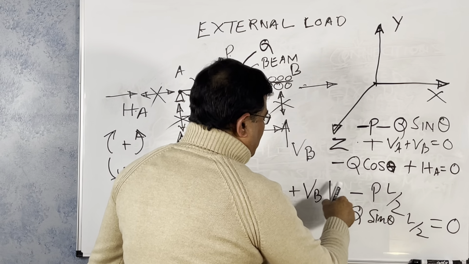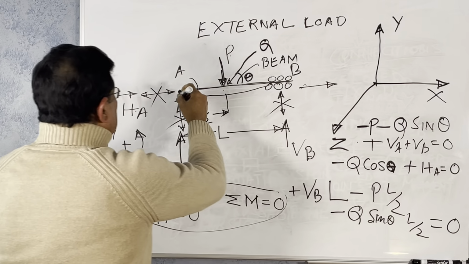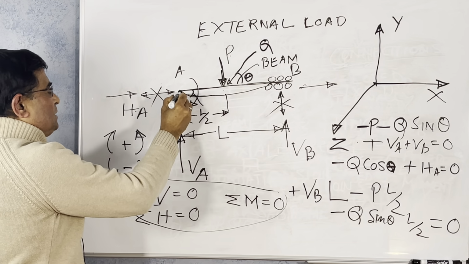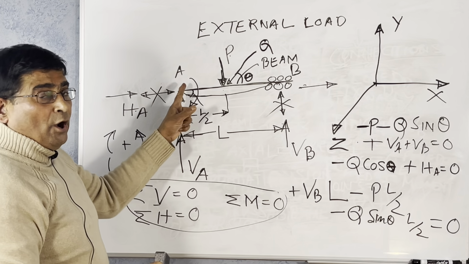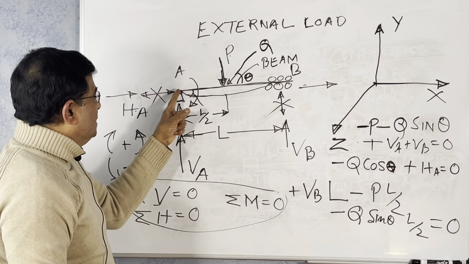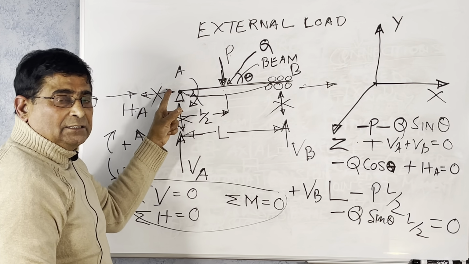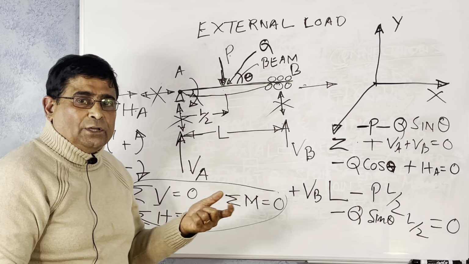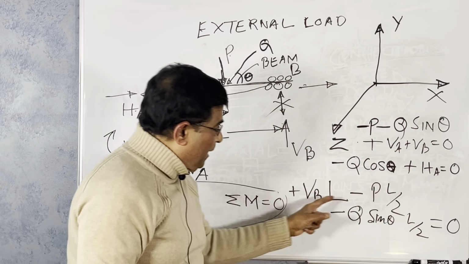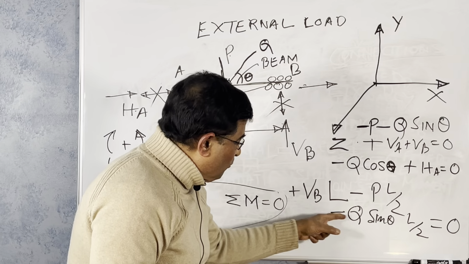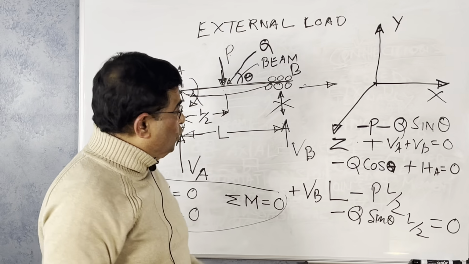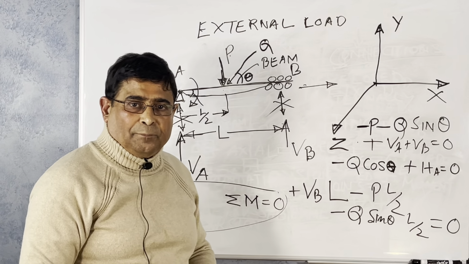In this equation, VB L. These two will not cause any moment. The forces VA and VB will not cause any moment because they pass through the point and the distance is 0. Something multiplied by 0 is 0. So these two forces will not cause any moment at this point. Only these are the moment causing forces. So we have 3 equations and 3 unknowns, so we can solve this type of beam.